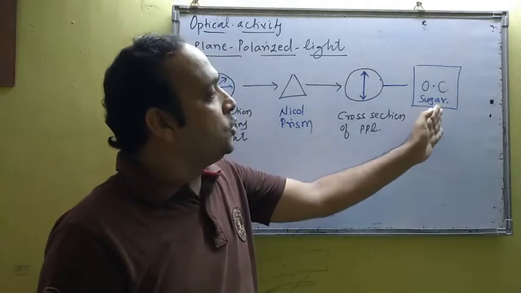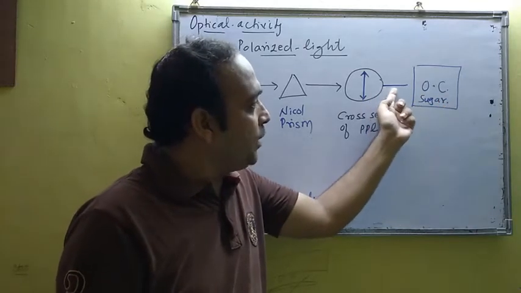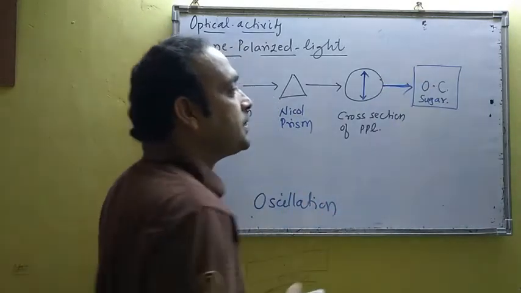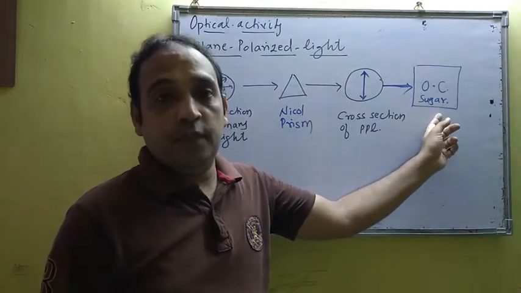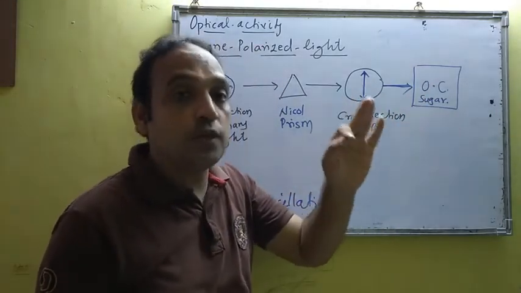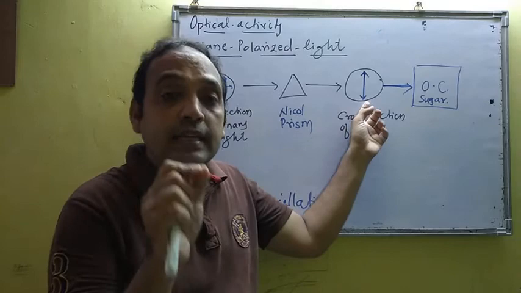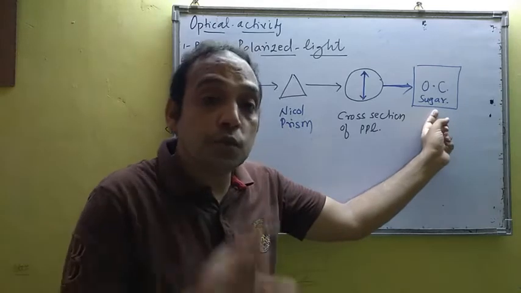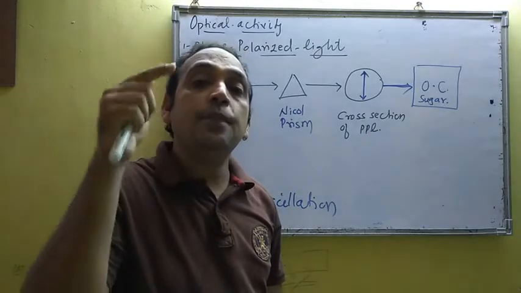When the aqueous solution of an organic compound like sugar or lactic acid is placed in the path of plane polarized light, अब ये जो प्लेन पोलराइज्ड लाइट है उसको मैं किस में से पास कर रहा हूं? ऑर्गेनिक कंपाउंड में से. The property of this substance to rotate the plane of polarization of incident plane polarized light.